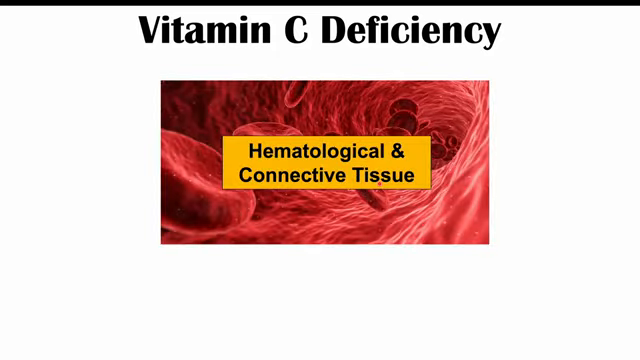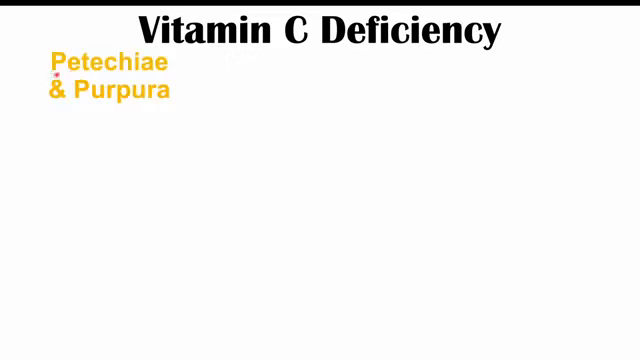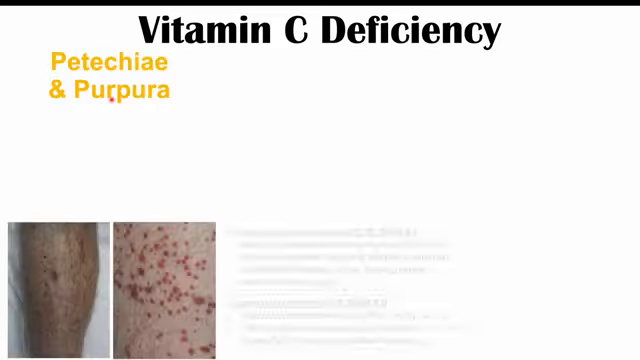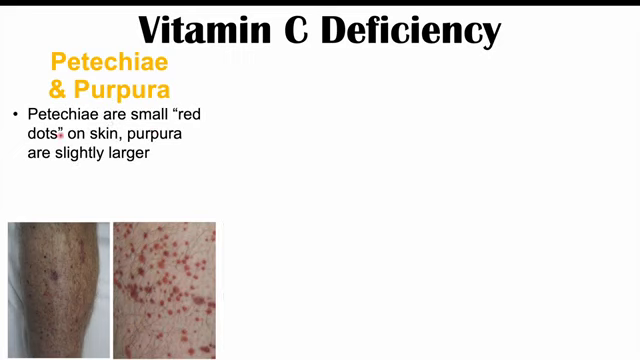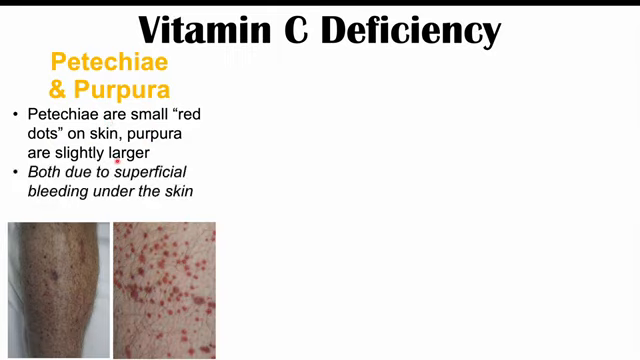The next group of signs and symptoms I want to talk about here is hematological and connective tissue signs and symptoms. So these are going to include petechia and purpura. So you might be asking, what are petechia and purpura? So petechia and purpura are these findings on the skin. So petechia are small red dots on the skin, and purpura are slightly larger. And what they are is superficial bleeds under the skin.